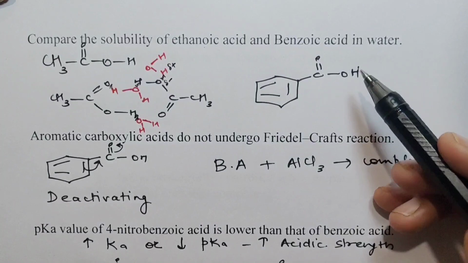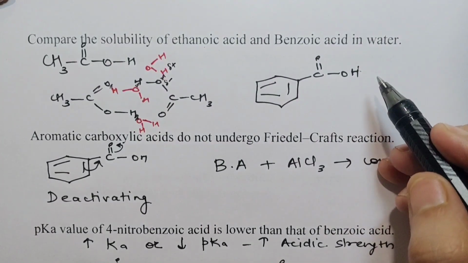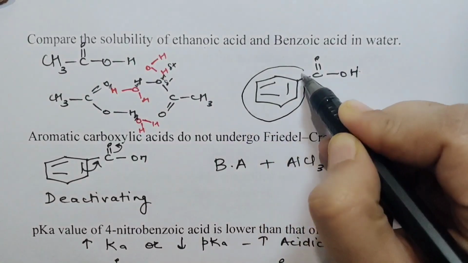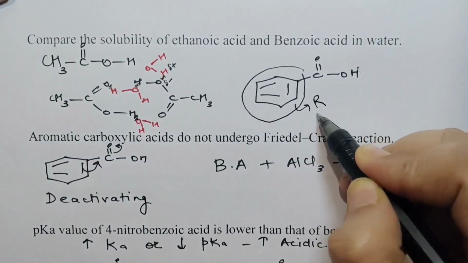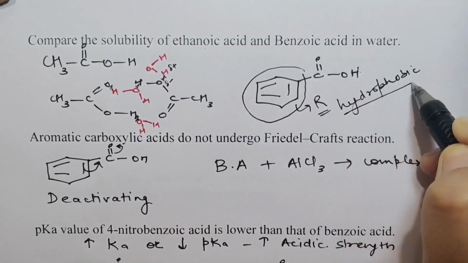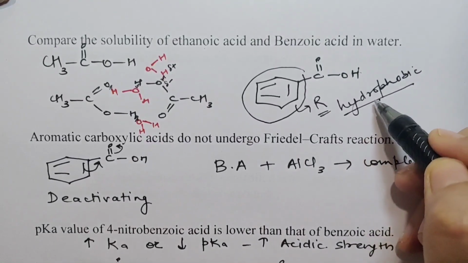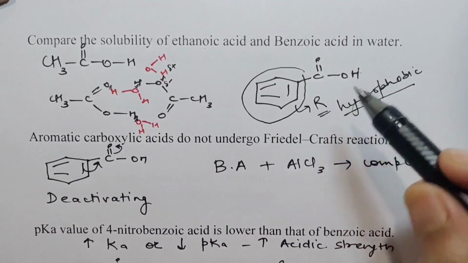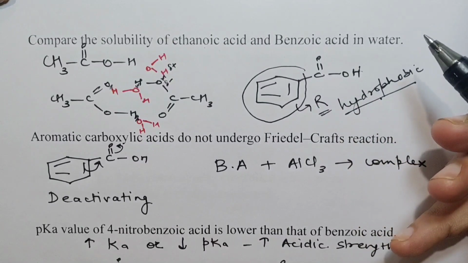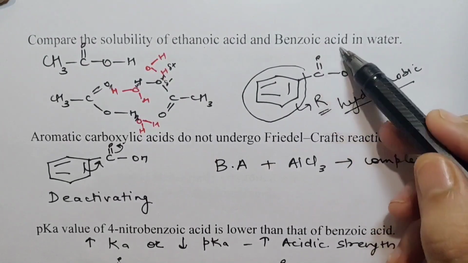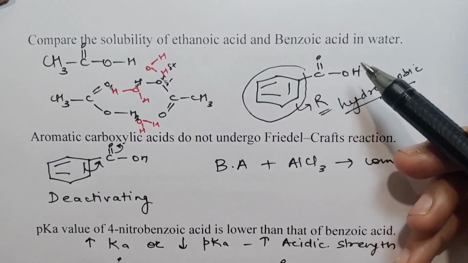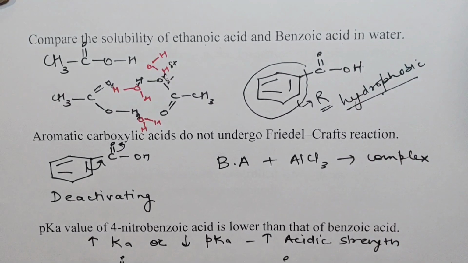Talking about benzoic acid, it also has every possibility of making hydrogen bonds, but there is a very big and bulky R group here, and R groups are hydrophobic. That means, as the word suggests, it repels water. It doesn't allow water to come close. If water doesn't come close, how would it make hydrogen bonding with water? That is why benzoic acid is insoluble in cold water. You'll have to give it energy to make it soluble. Moving on to the next question.